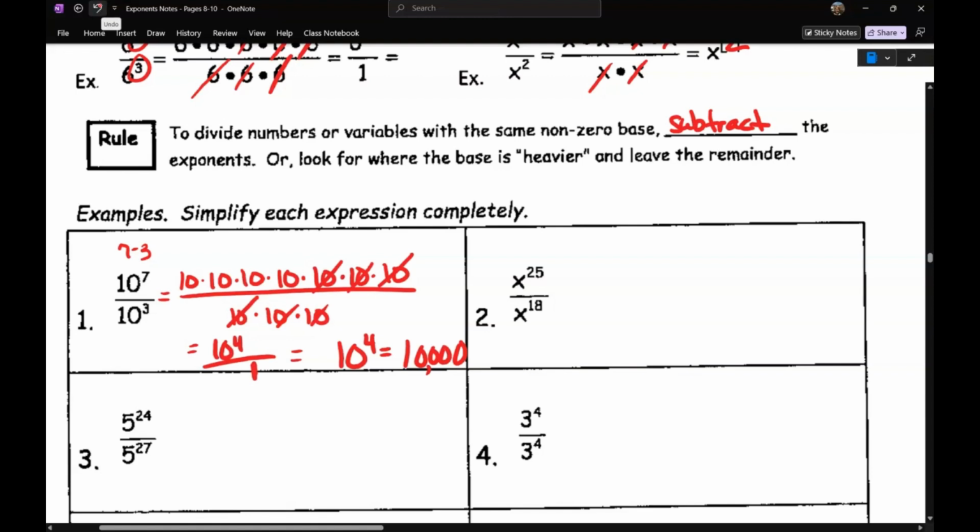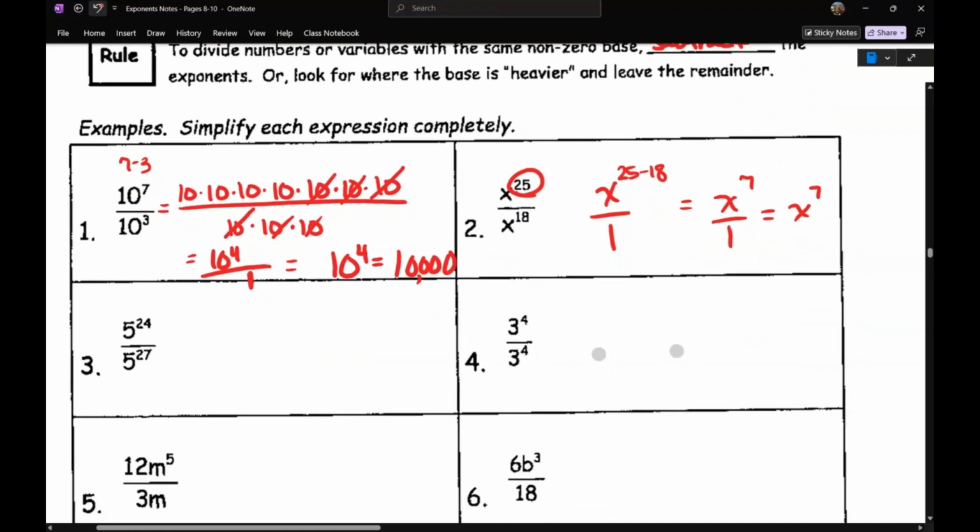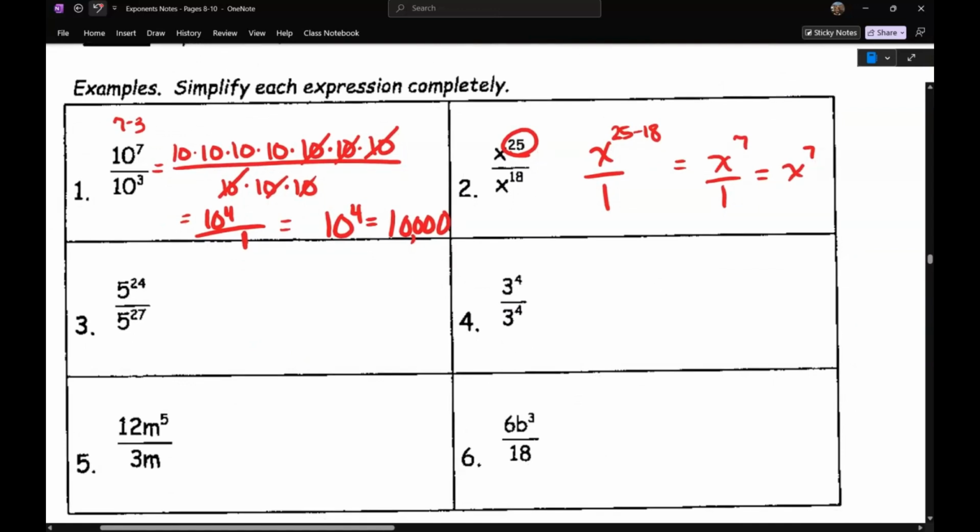X to the 25th over x to the 18th. I'm not going to write out all those x's, but I definitely have more x's in my numerator. So my answer will be x over 1. And my exponent is going to be 25 minus 18, which is x to the 7th. And I don't have to write the 1. And I can't evaluate that any further because we don't know what x is.